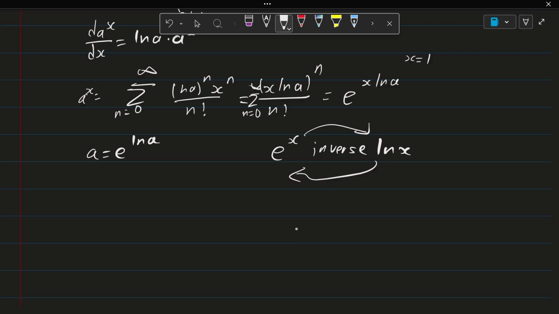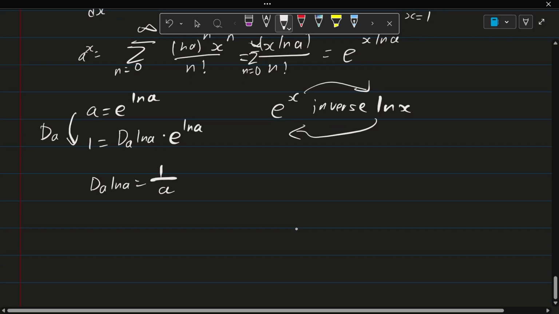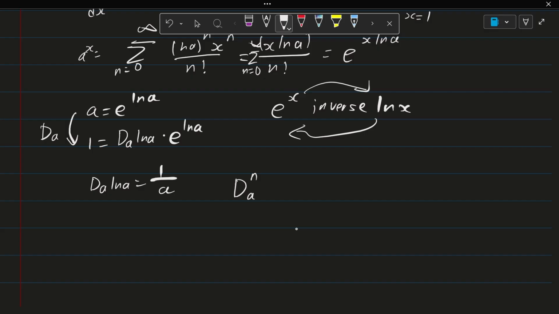The way that we'll actually do this is by taking the derivative with respect to a of this value here. This would mean 1 is equal to the derivative with respect to a of natural log of a, multiplied by e to the power of natural log of a. So you would get the derivative of natural log of a will be 1 over this guy, which is a itself. And that's literally the definition of the natural log of a. If you extend this further, you would see that the nth derivative with respect to a of natural log of a will be negative 1 to the power of n plus 1, times n minus 1 factorial, divided by a to the power of n.